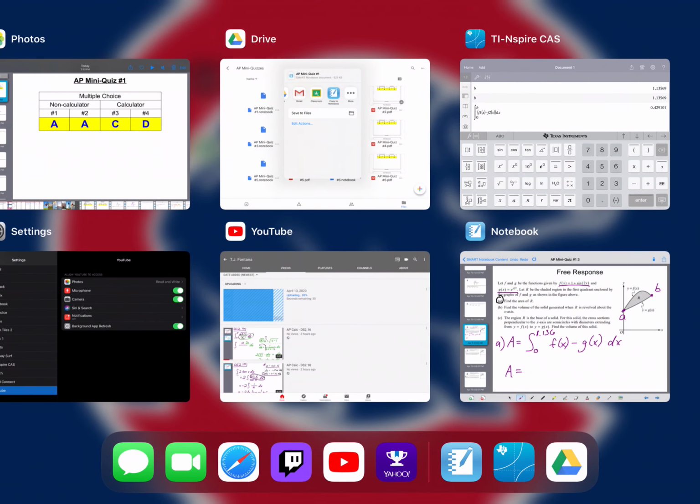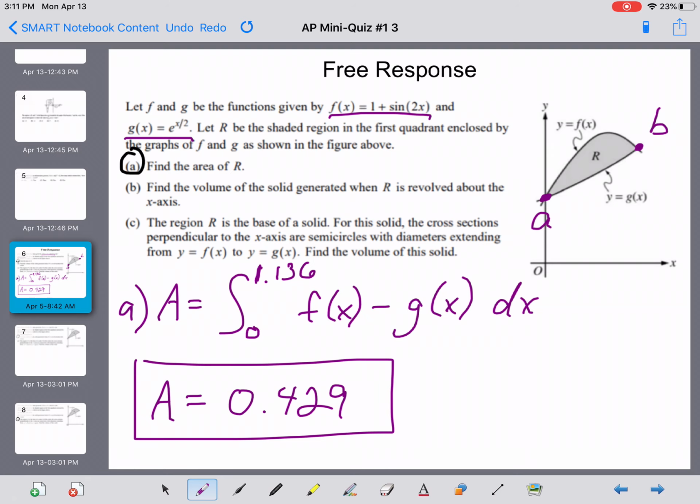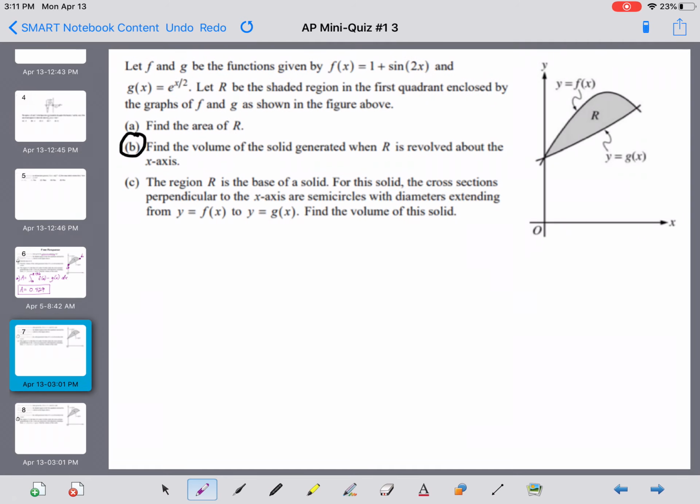that the answer I'm looking for is 0.429. And if memory serves, that was the answer that we were looking for. So 0.429, that was going to be the answer right here to part A. Okay, let's move on to part B right here.